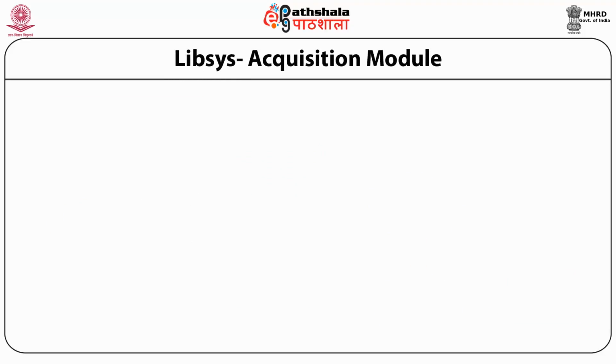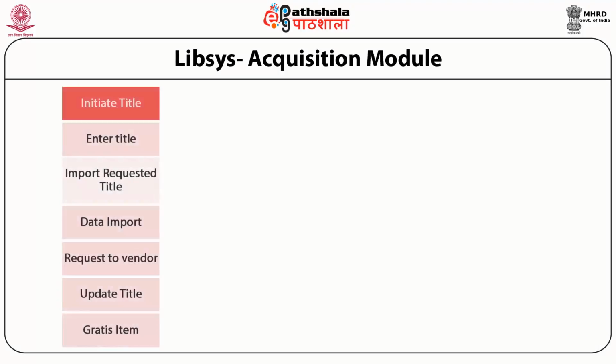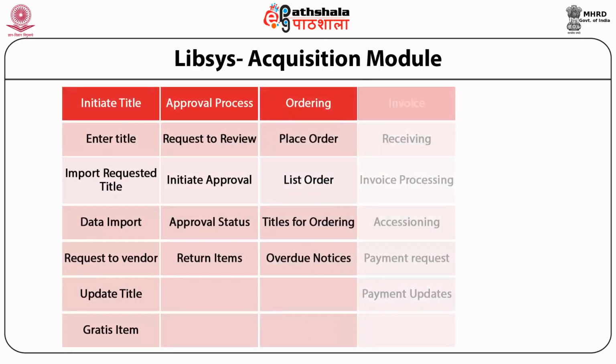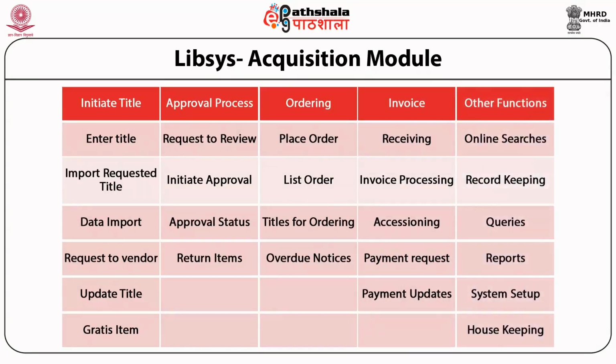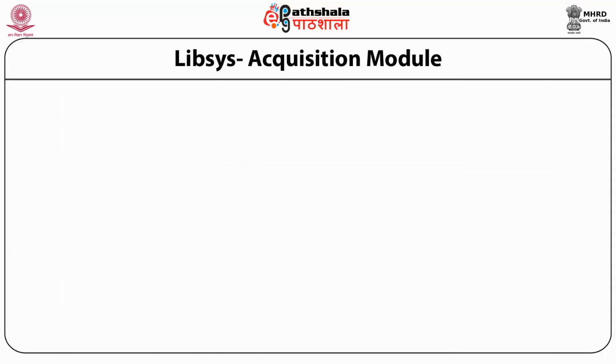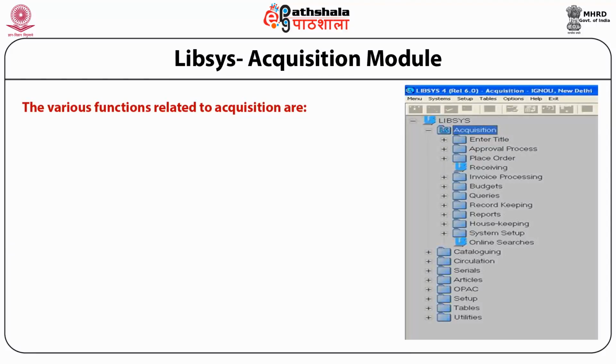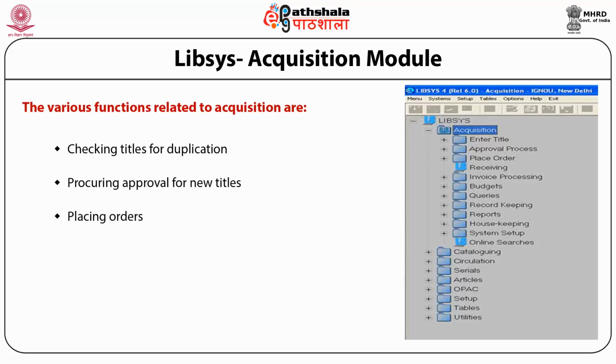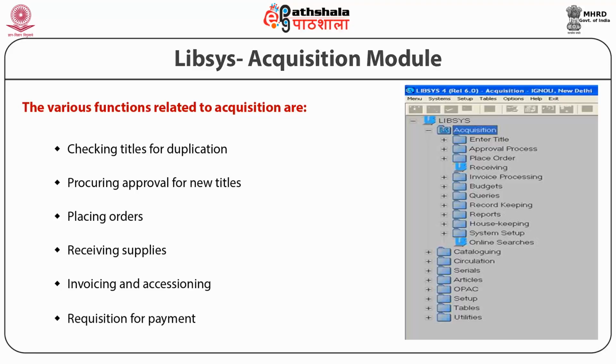The table on the screen shows the structure of the acquisition model. It has four processes: initiate title, approval process, ordering and invoicing. The other functions are common in all the modules with the respective functions. The screen shows the layout of the acquisition module. The functions of the acquisition module include checking titles for duplication, procuring approval for new titles, placing orders. It also includes receiving supplies, invoicing, accessioning, and requisition for payment.